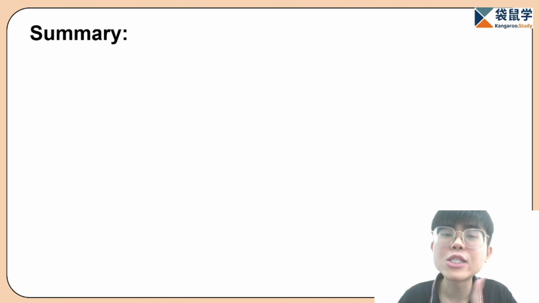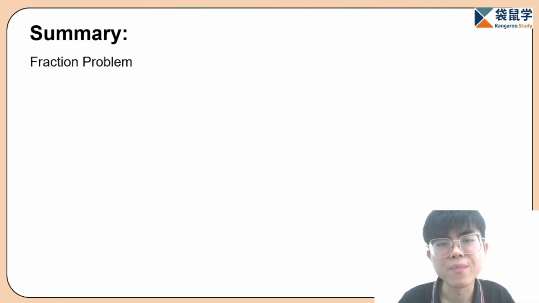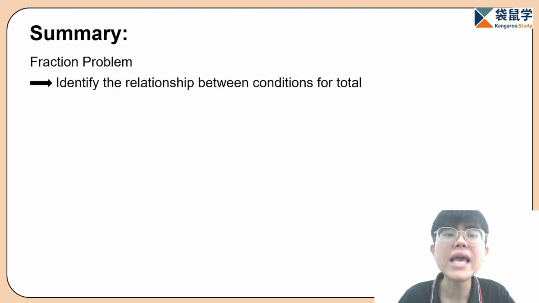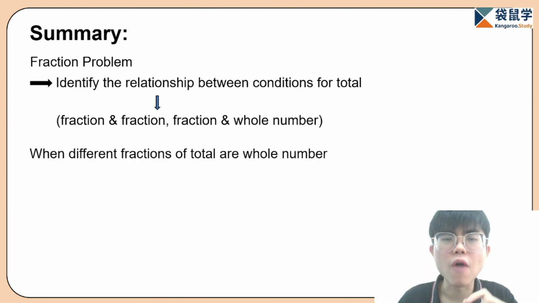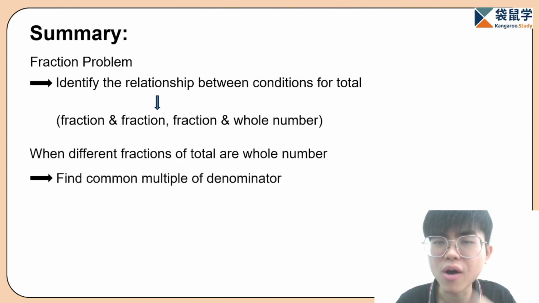So now let's summarize what we have learned in this question. This kind of question is a fraction problem. When we think of a fraction problem, you might want to draw a model. But in this question, it is not doable. So the first thing that we need to do here is to identify the relationship between the condition for the total, which is the relationship between fractions, and also the relationship between a fraction and a whole number. Next, when different fractions of the total are whole numbers, what we do is to find the common multiple of the denominators, right?